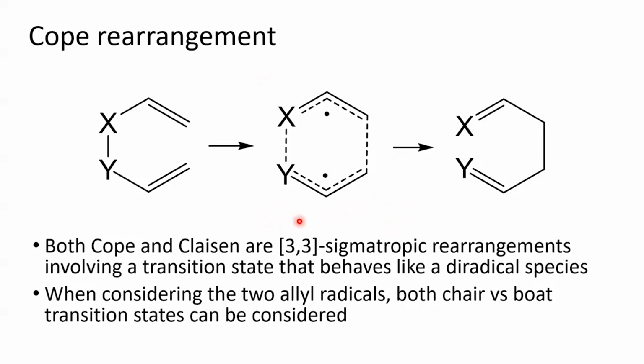The main difference between Cope and Claisen is that for Cope, X and Y are going to be carbons, whereas for Claisen, either X or Y is going to be an oxygen. But moving forward, given today's all about the Cope rearrangement, X and Y will be carbons, and we'll be adding different functional groups all around this basic scaffold shown here.